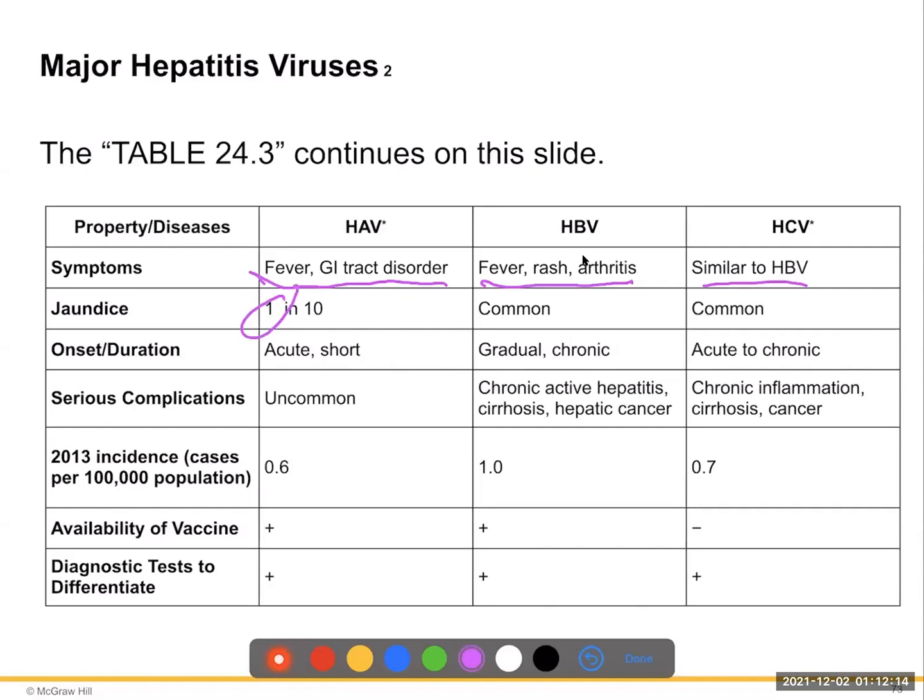Treatments, complications, and different incidences. You have a vaccine for A and a vaccine for B. There's no vaccine for hepatitis C. All three have tests that will differentiate the three types of hepatitis.